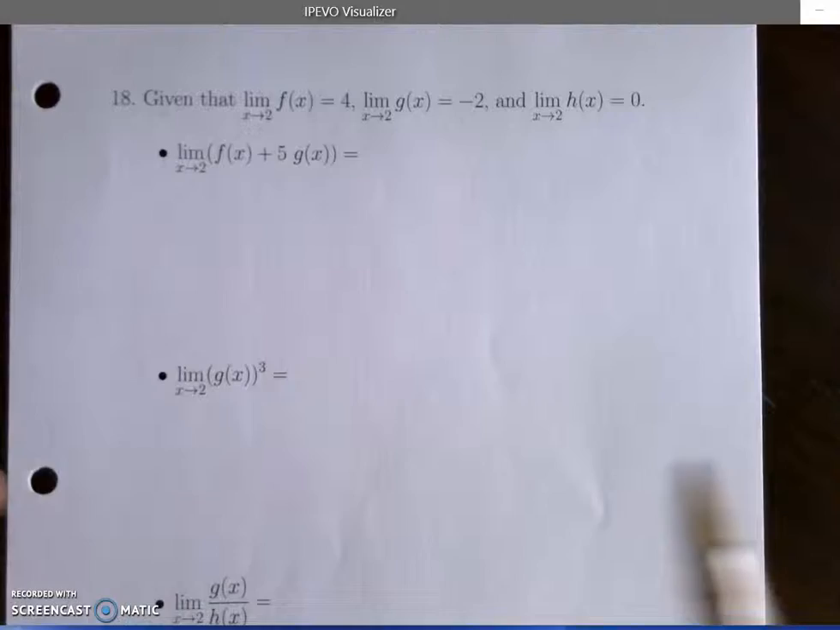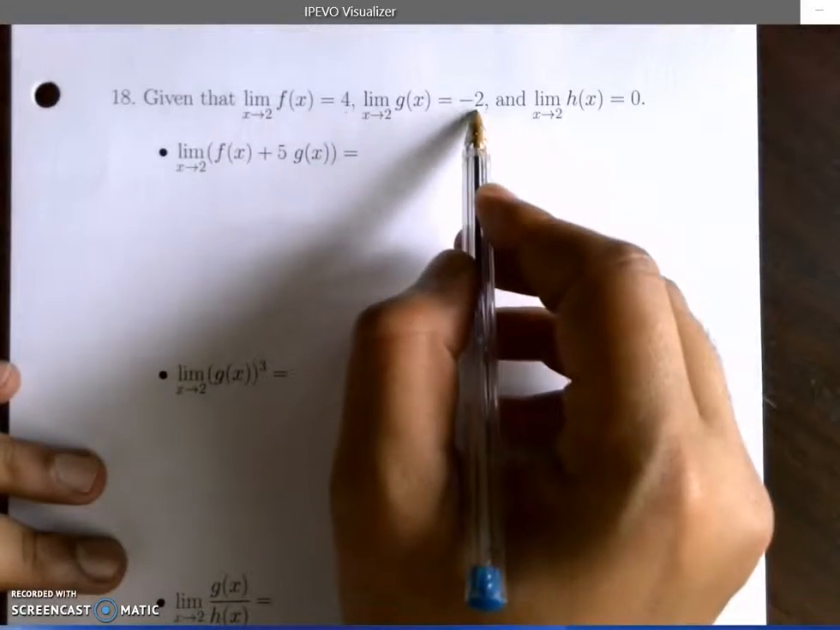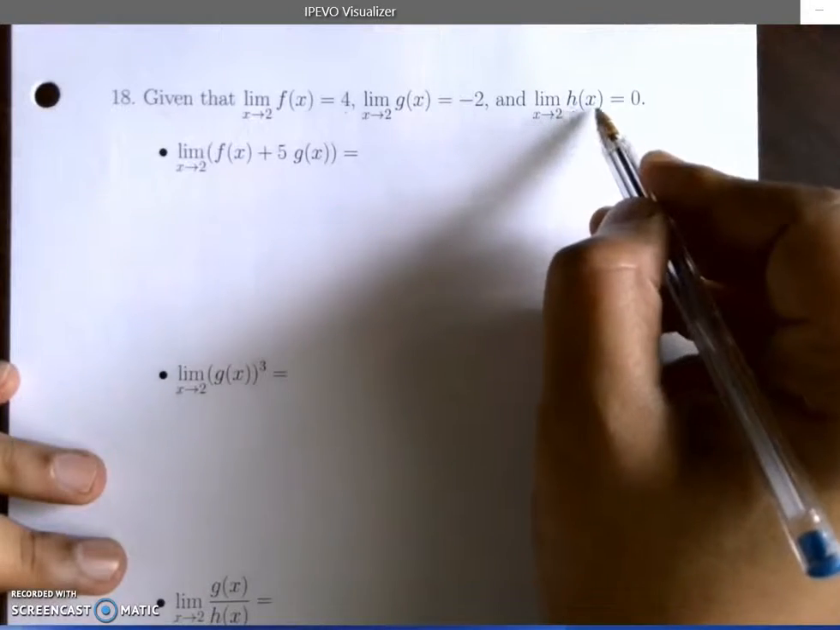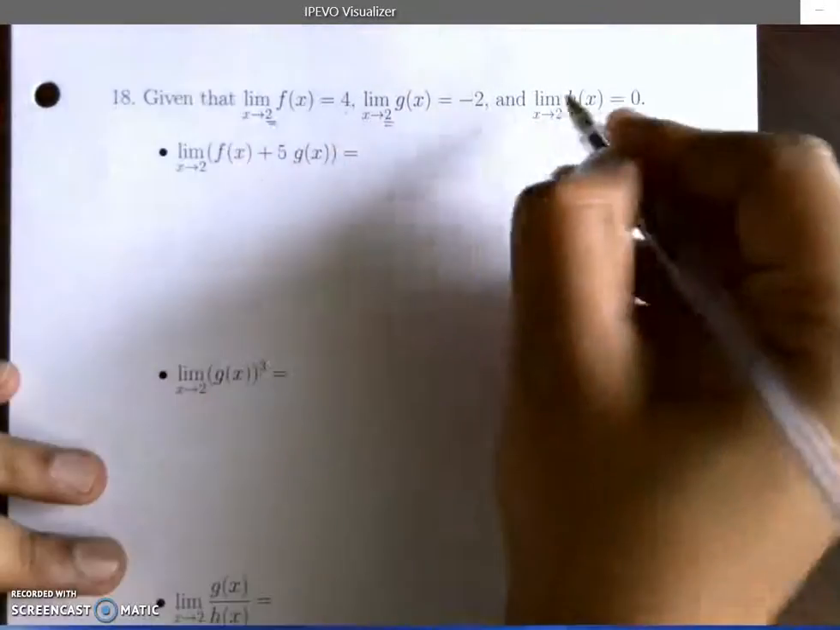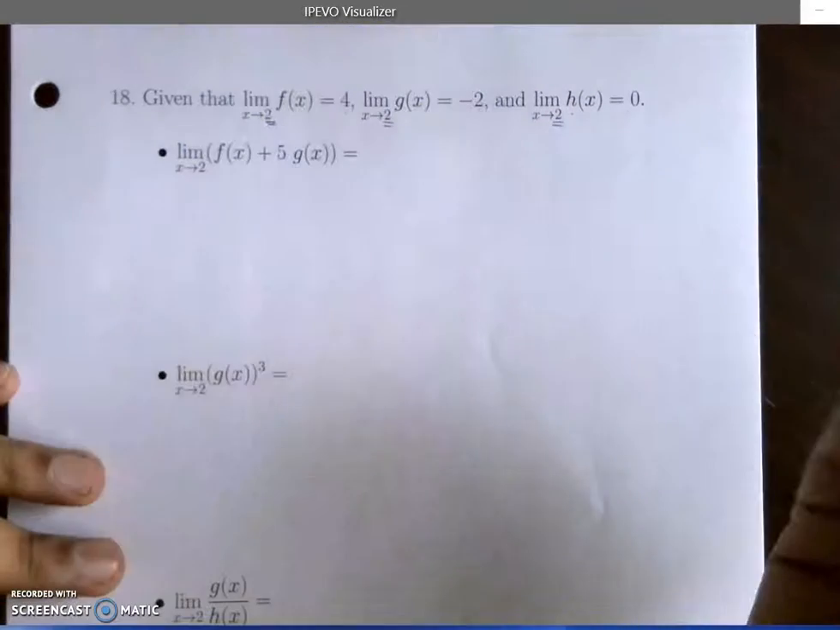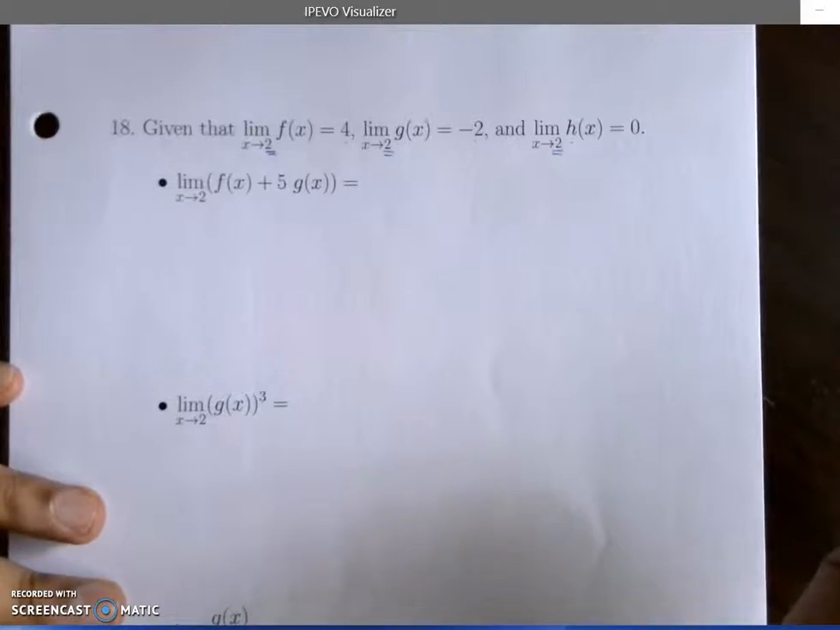You see here the limit of the function f is 4, the limit of the function g is -2, and the limit of the function h is 0. You see that the limits are all applied as x approaches 2. These numbers have to be the same. If they're not the same, then you cannot find the limits.